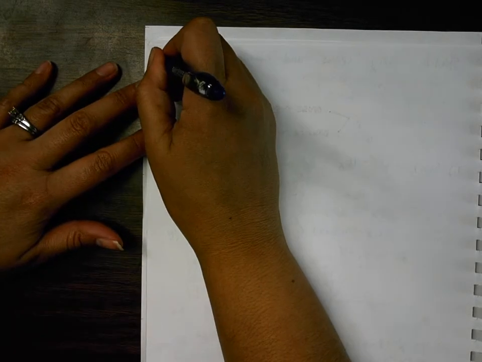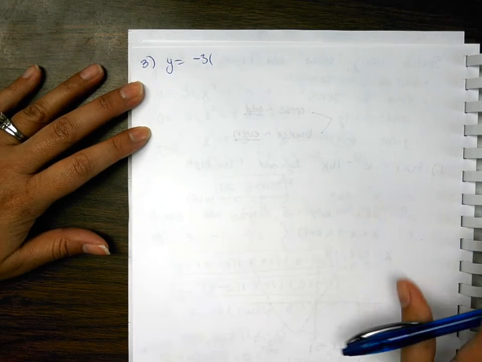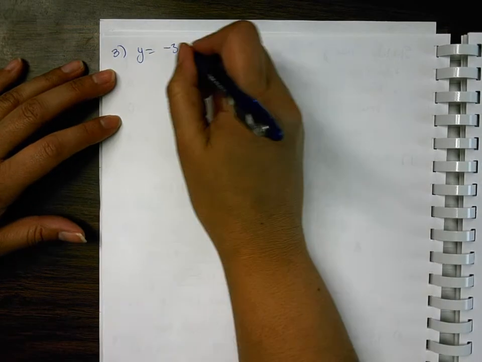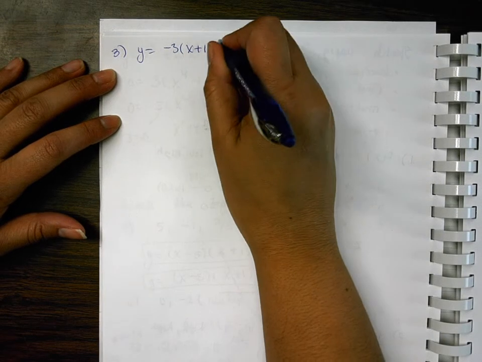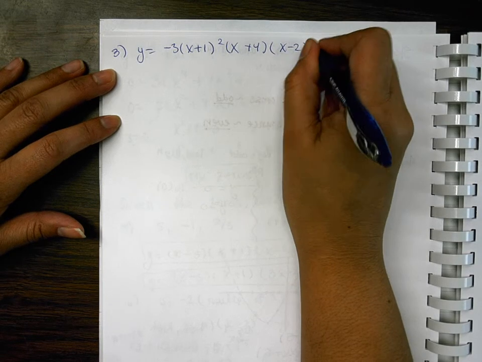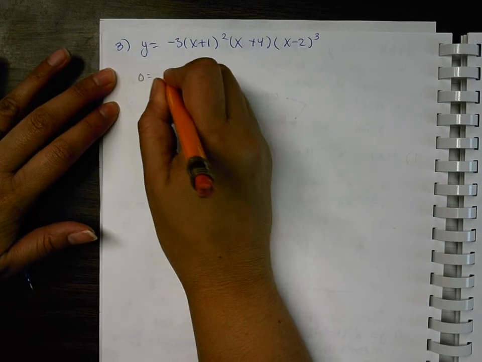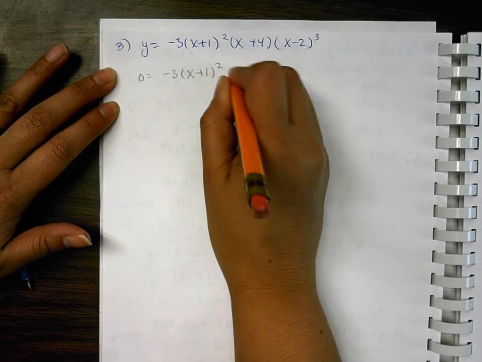Number 3. y equals negative 3 times (x plus 1) quantity squared times (x plus 4), and then (x minus 2) to the 3rd power. All right, go for it. End behavior, intercepts, or your zeros, and y-intercept and multiplicity. The zeros should be easy because it's already factored for you.